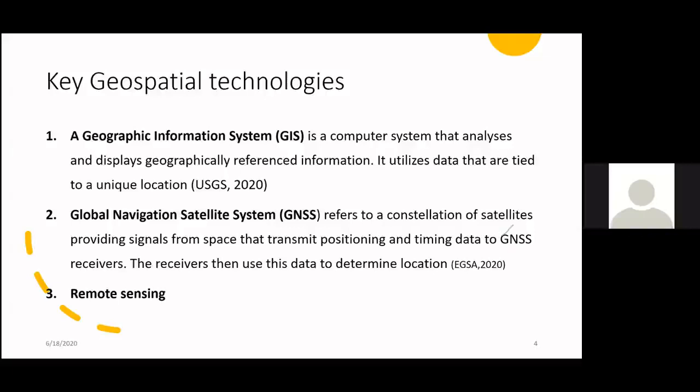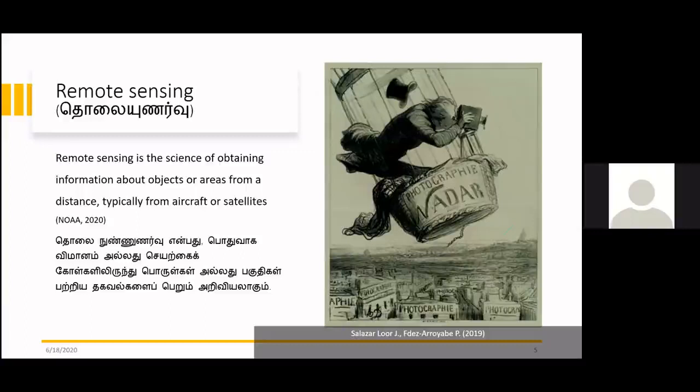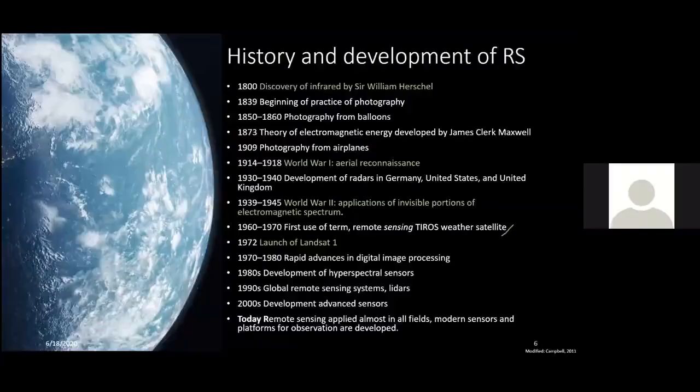And the important point that I'm going to cover today is remote sensing. As you all are aware, it's a science of obtaining information about an object or an area from a distance, typically from a satellite. We all have a remote sensing sensor with us; we are all born with one, especially our eyes, which are considered one of the first remote sensing sensors. And based on that, remote sensing sensors have developed over a period of time. And the developments are listed here.